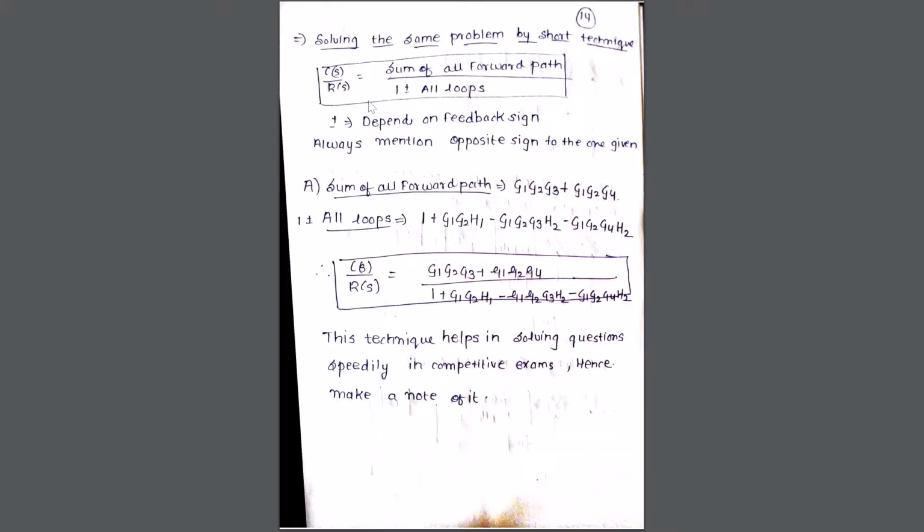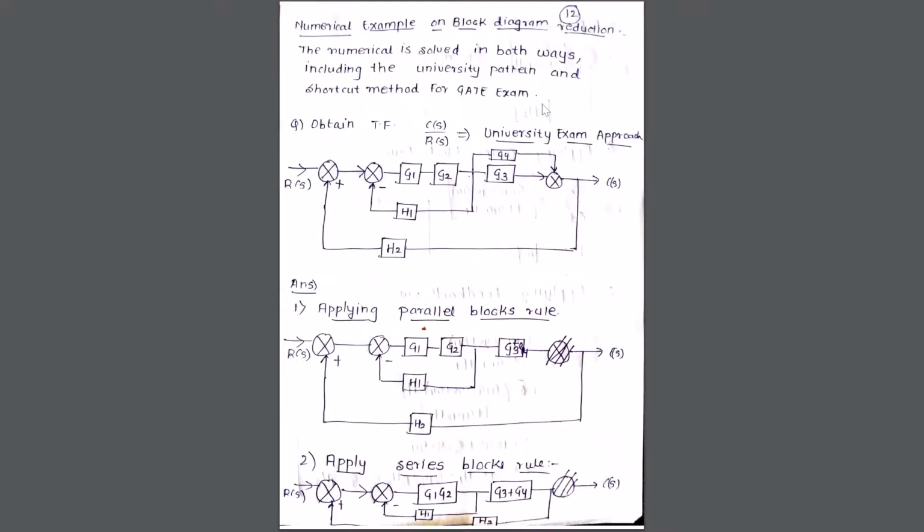So you have C of S upon R of S as sum of all the forward paths upon 1 plus or minus loop. So whenever a block diagram is given to you, you have to find out the transfer function. Use a very simple formula for competitive exams. Sum of all the forward paths upon 1 plus or minus. If there's a plus, use minus. If there's a minus, use a plus of all the loops, of all the feedbacks which are available in the diagram. So if I have this diagram, if I don't want to do all the steps and I want to be really quick, I have to use the formula.